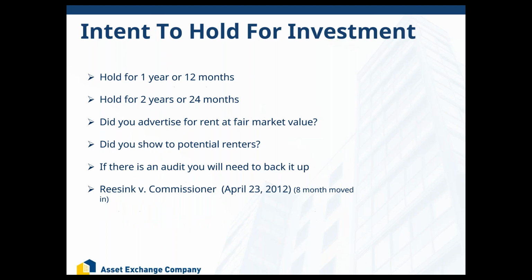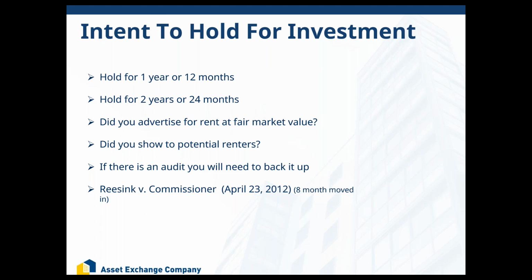Okay. Now, I get this question pretty often. People will ask me, well, Jeff, how long do I need to hold on to a property for it to be considered an investment? Well, the honest answer is I don't know, because there's nowhere in the code that states how long you need to own a property for it to be considered an investment. The code just states you need to use the property in your trade or business, or you have to hold it for investment.